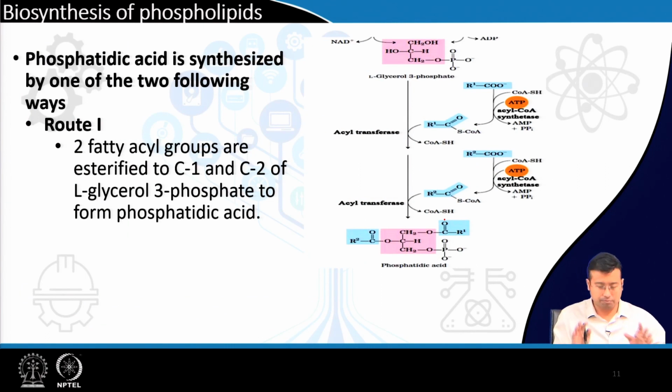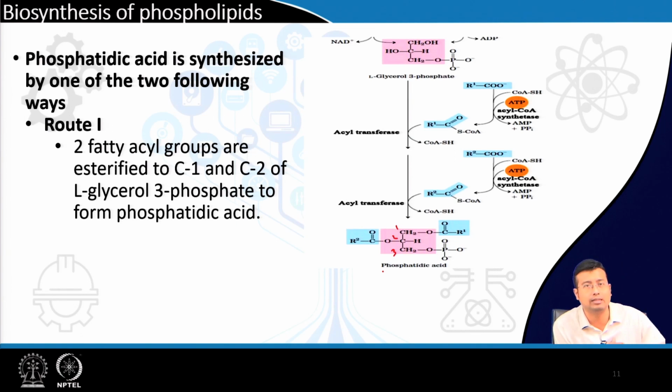Now, again, in phospholipid synthesis, I told you when we need phospholipid or triacylglycerol, the key or central molecule is phosphatidic acid. So, what is phosphatidic acid? It is 1,2-diacylglycerol 3 phosphate.